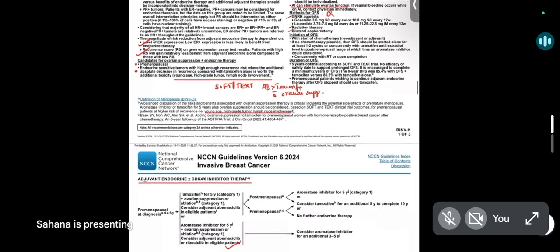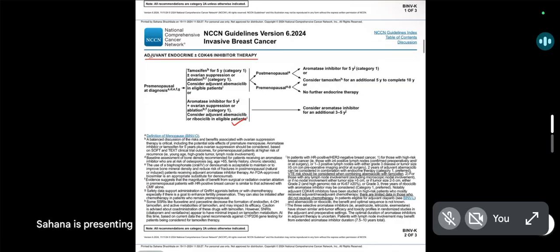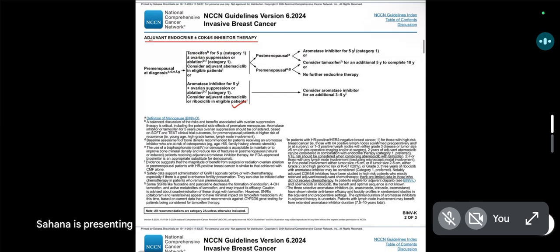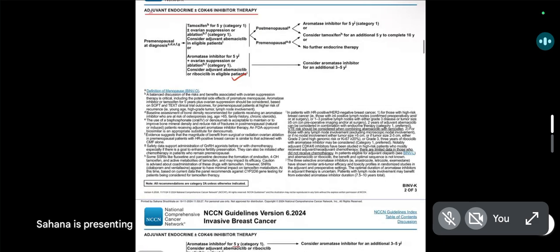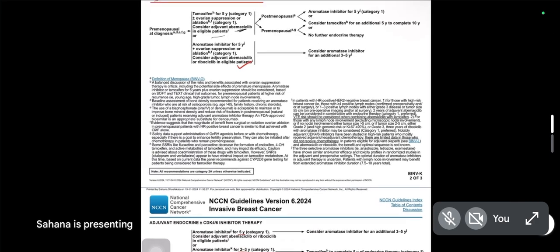CDK4/6 inhibitors with adjuvant endocrine therapy, the same thing that we discussed. Rakesh discussed the NATALEE trial and the MONARCH trial. So you can consider giving adjuvant abemaciclib according to the MonarchE trial in eligible, that is high risk patients who are ER/PR positive, HER2 negative, high risk, that is nodal disease, tumor more than 5 centimeter, T2.